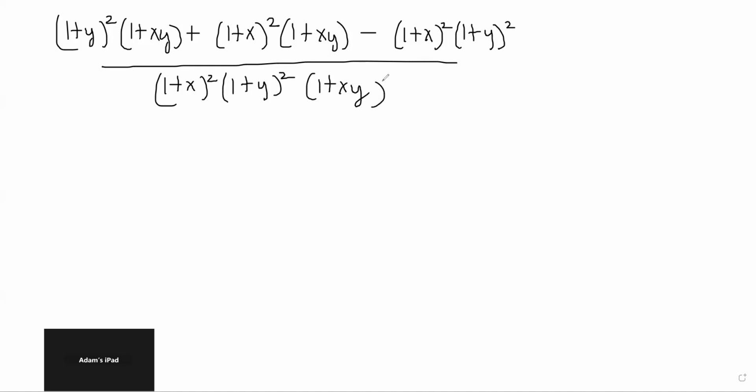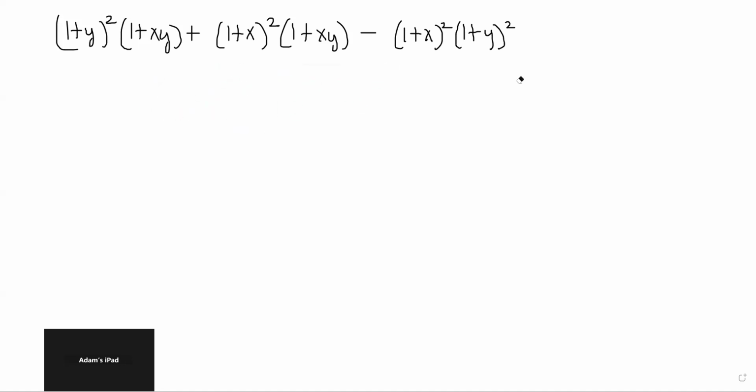Now, we don't need to worry about the denominator because this is positive, and the question had said that x and y are non-negative, right? Yes. So this is also positive. The third term is also positive. So all we have to worry about is the numerator, right? Yes. If I can prove that the numerator is positive, then the whole thing is positive, and then the question is over. Okay, so let's simplify this.